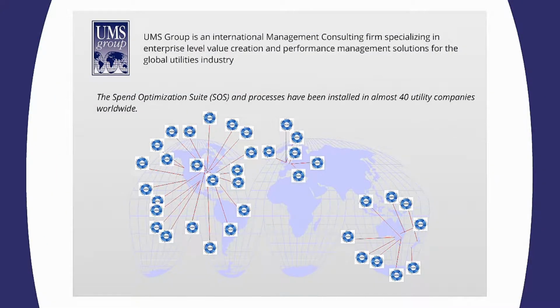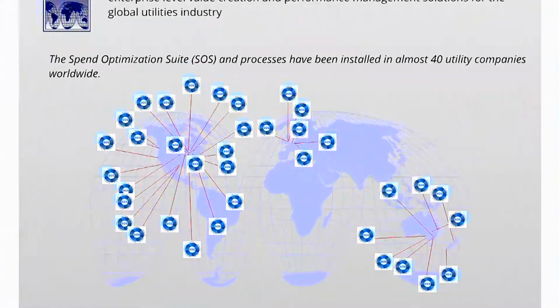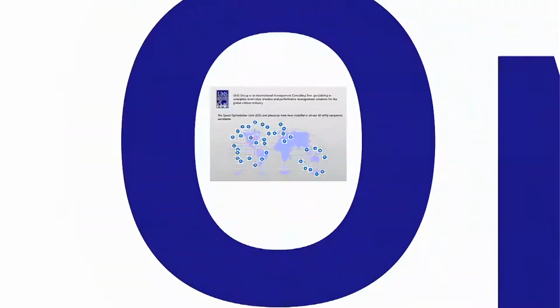UMS Group's Spend Optimization Suite, or SOS, is a highly configurable and flexible asset management decision support application. Since its inception over 13 years ago, the SOS has been installed at more than 40 gas, water, and electric utilities.